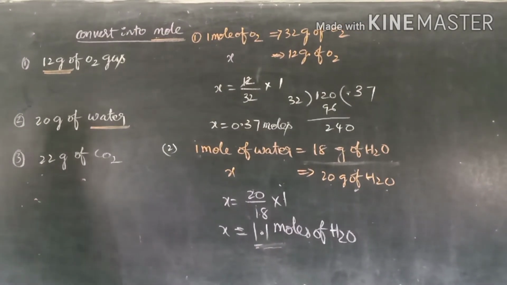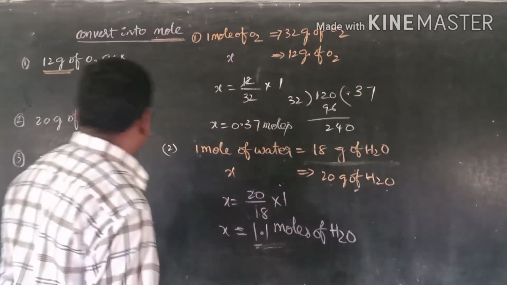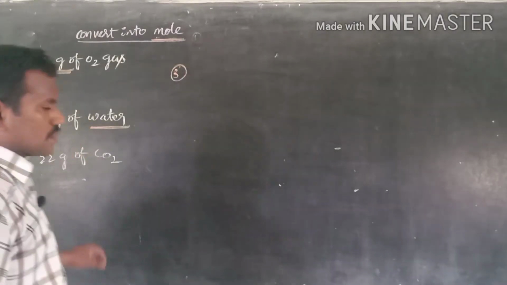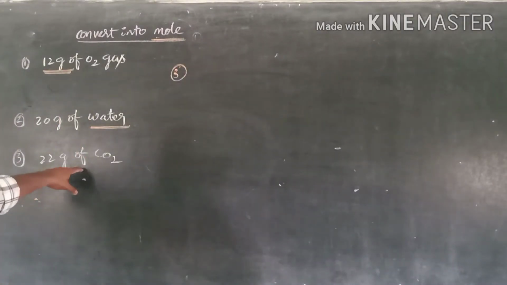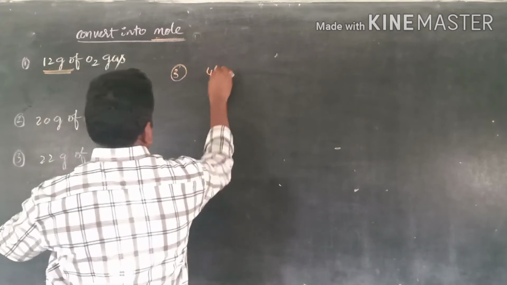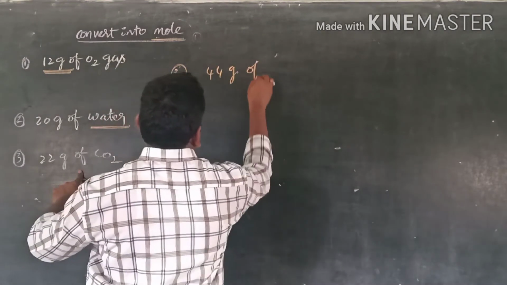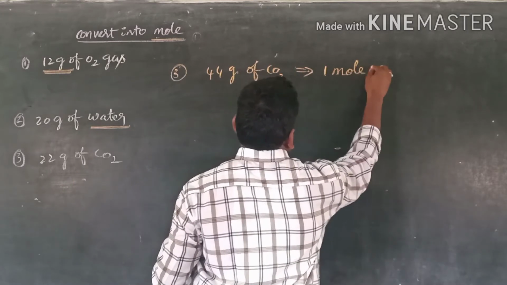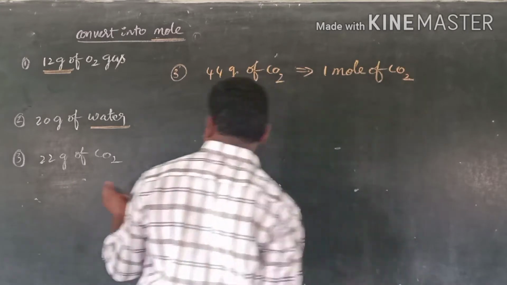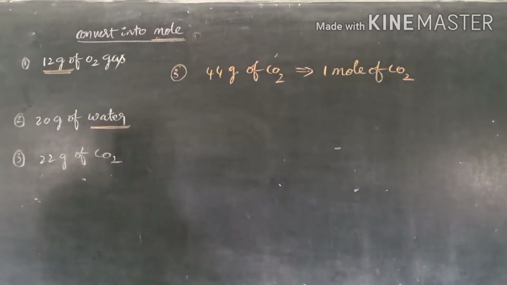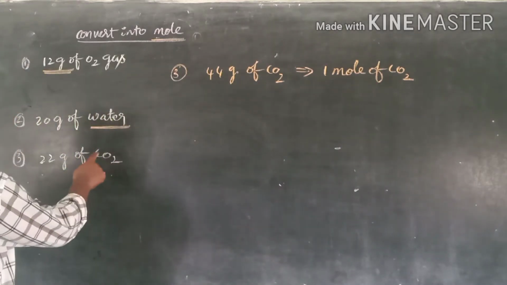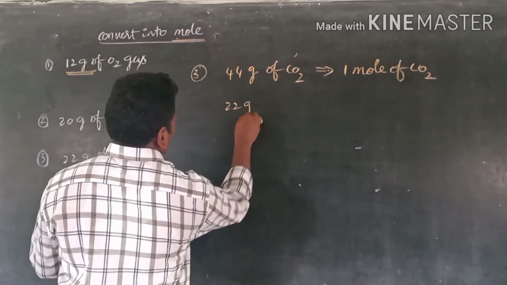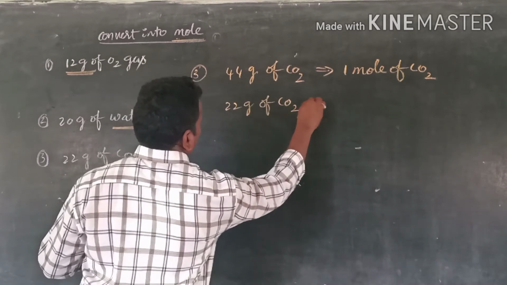Come to the third question, that is 22 grams of CO2. They provided here 22 grams of CO2. We already know originally 44 grams of CO2 is nothing but 1 mole of CO2. Why? Because its molecular weight is 44: 12, 16 plus 16. Now here how many grams are given? 22 grams of CO2 they provided.